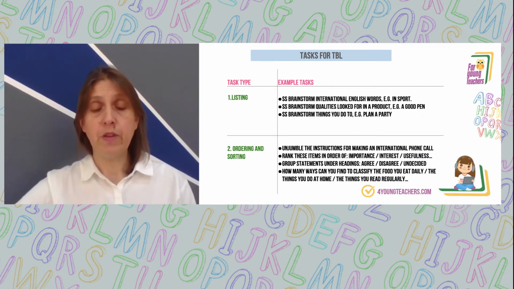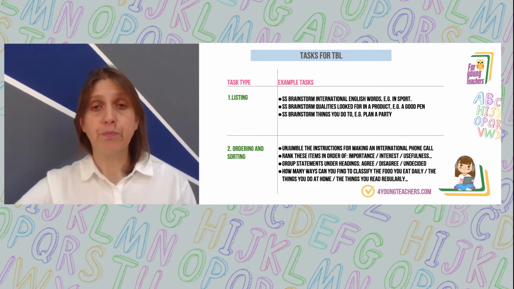Let's look at other types of tasks for TBL. They can be: number 1, listing. The students are asked to brainstorm international English words, for example, the names of sports games, or brainstorm the qualities they look for in a product they like, for example, a pen, or name things they could do at a party. Number 2, ordering and sorting activities.